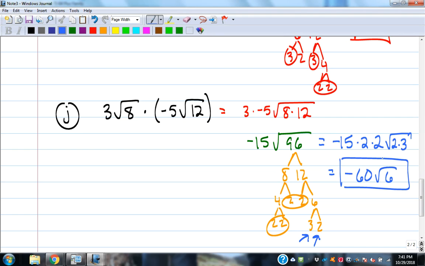Multiplying square roots. Outside times outside, inside times inside, and then simplify using the factor tree stuff.